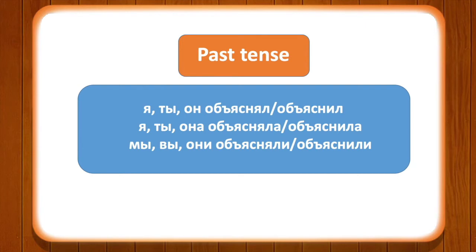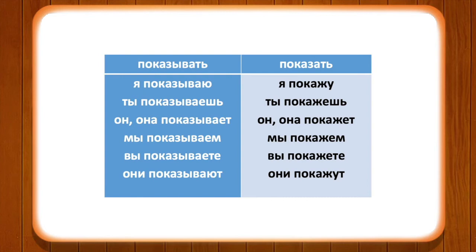Now let's go ahead and pay attention to the next set. In this set we have two verbs, pakazivać and pakazać. Pakazivać, я показываю, ты показываешь, она показывает, мы показываем, вы показываете, они показывают. Показать, я покажу, ты покажешь, она покажет, мы покажем, вы покажите, они покажут.